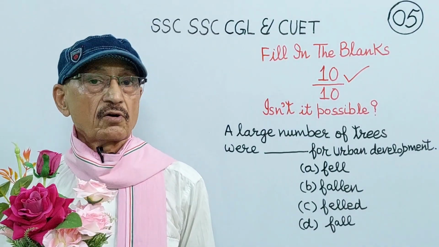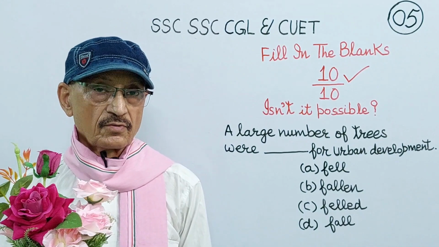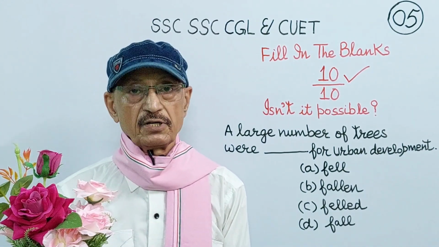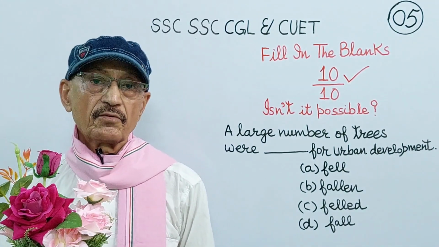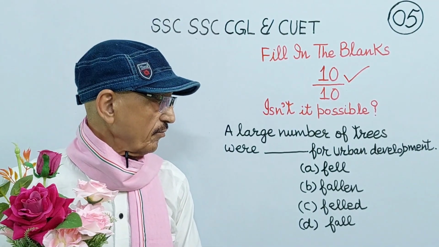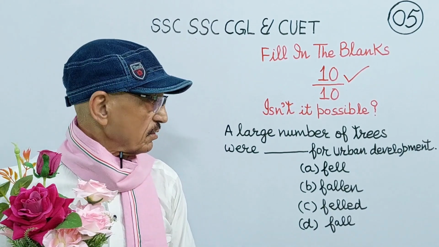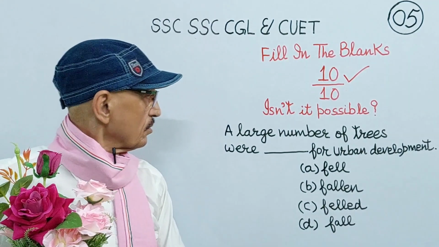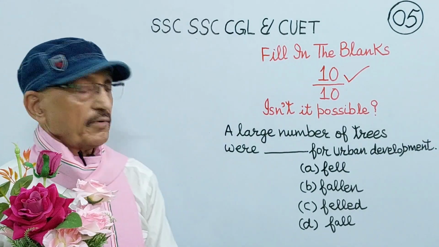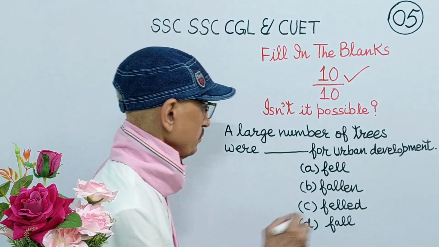A large number of trees were blank space for urban development. There is a group of 4 alternative verbs given here. They are fell, fallen, felled, fall. Let us try fell first. A large number of trees were fell for urban development. No, wrong.